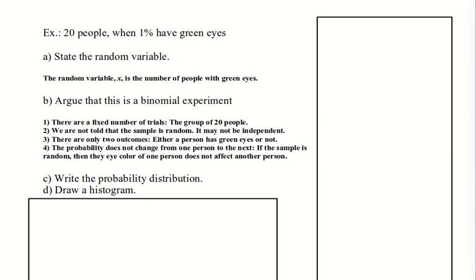Again, we have to be concerned with independence. We're not told that this sample is random, so therefore it may not be independent. We may have oversampled people from different parts of the world, where the incidence of green eyes is not the world average. There are two outcomes. Either a person has green eyes or not. The probability does not change. Well, that's assuming that the sample is random. The classical statistical emphasis on random has largely been replaced by a different way of thinking. Instead of random, representative. So something to think about.